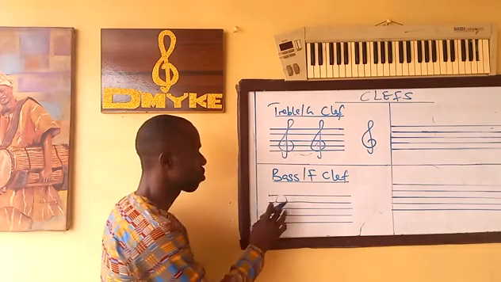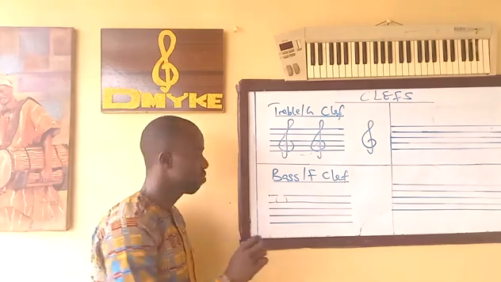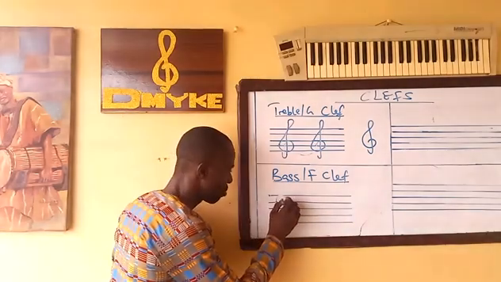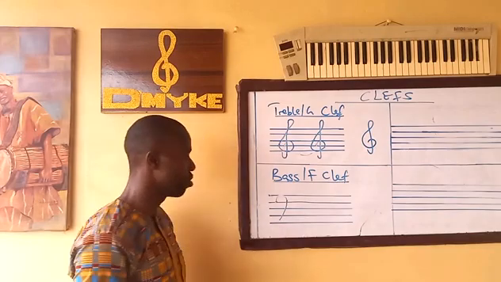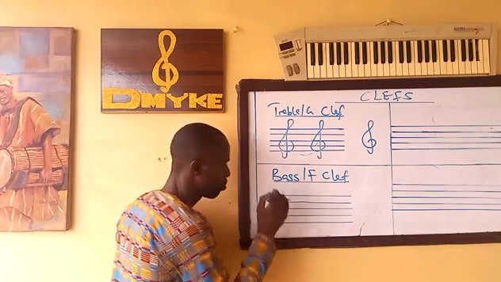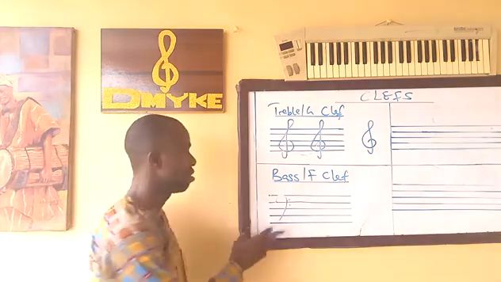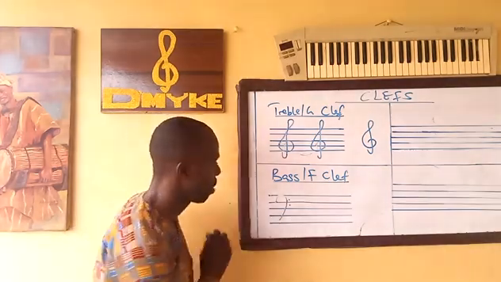So extend the curve to space 1. It goes beyond line 2 and it must not touch line 1. Then put a dot in space 4, another one in space 3. That is the bass or F clef.